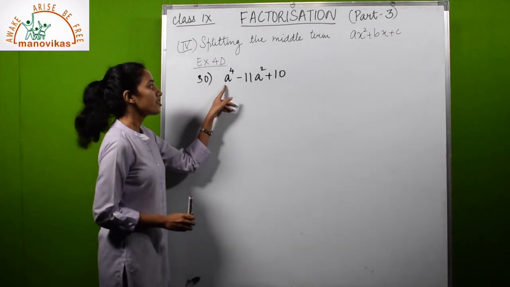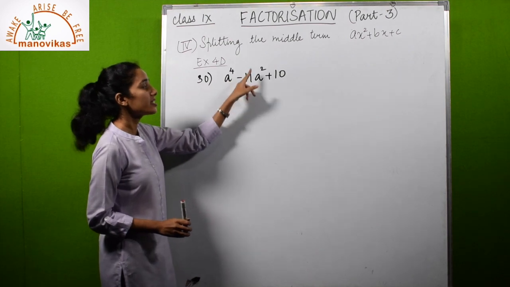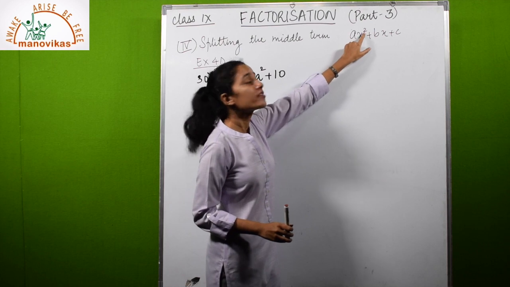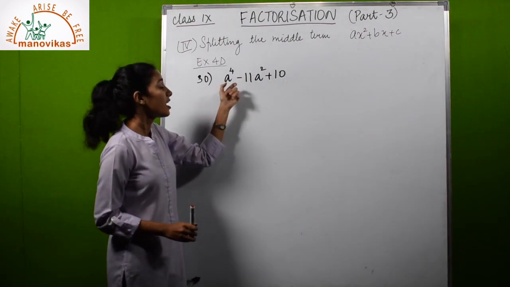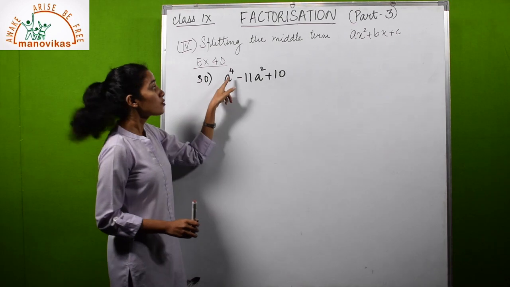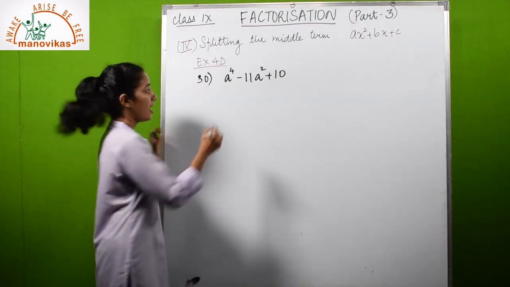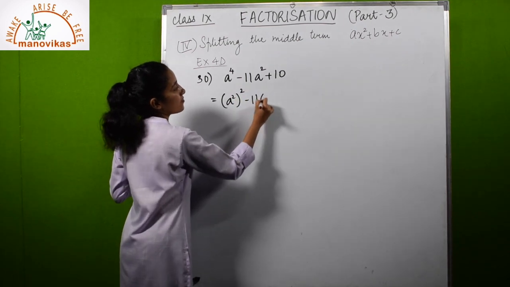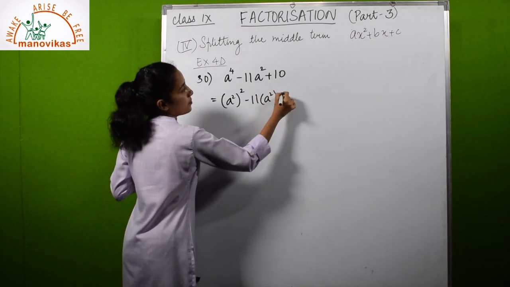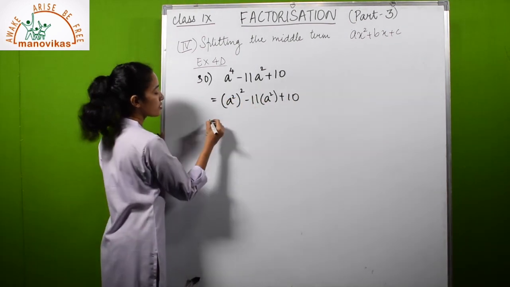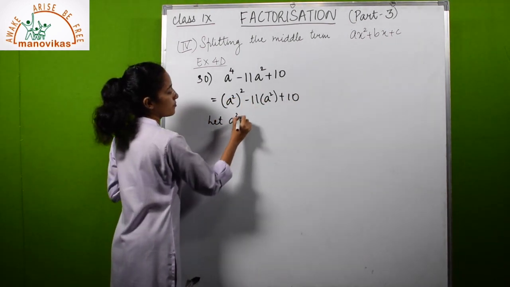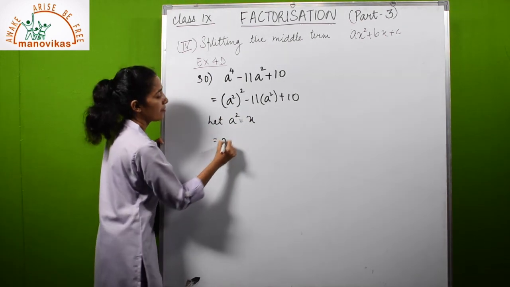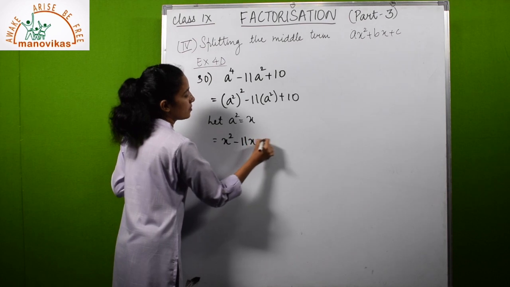Note that we have here a raised to 4, minus 11a square plus 10. Now note that this is a trinomial wherein the highest power of a is 4. Since 4 is a multiple of 2, I can write it down as a square, the whole square, minus 11a square plus 10. So I'll make a substitution for a square. If you can continue without it also, very good. So I have x square minus 11x plus 10.